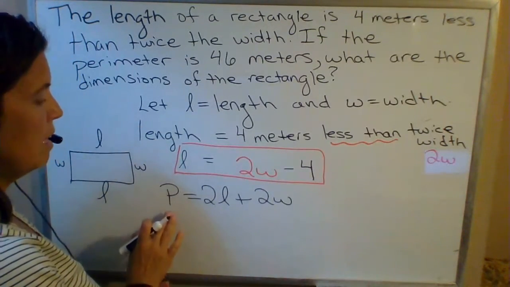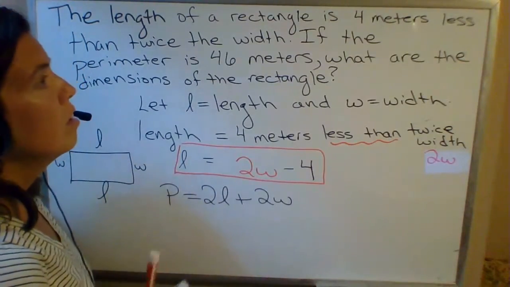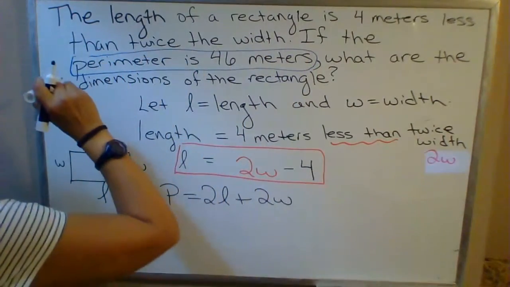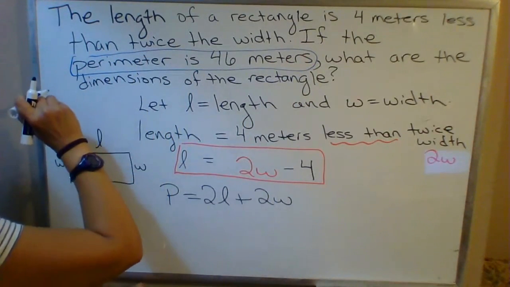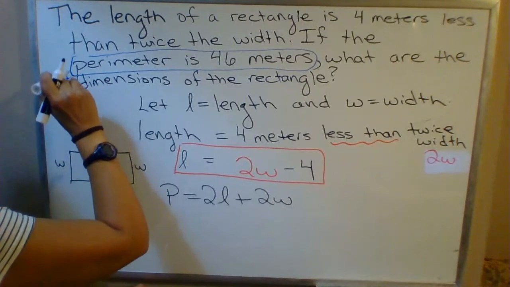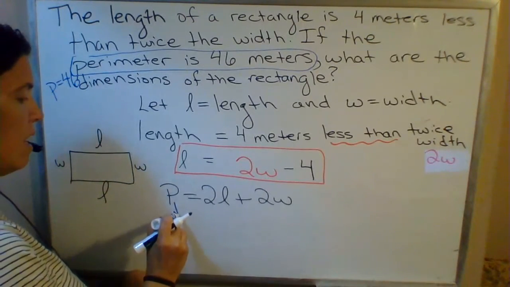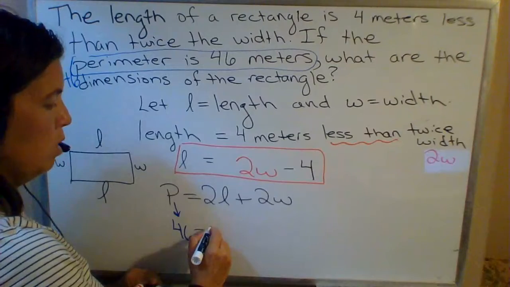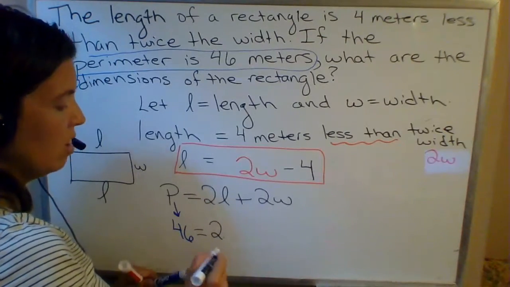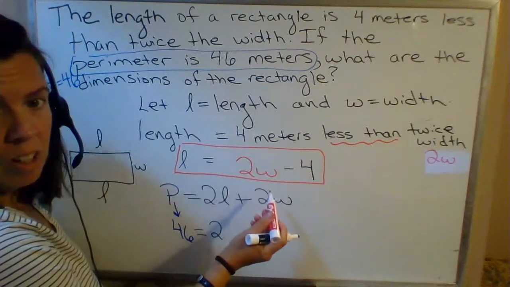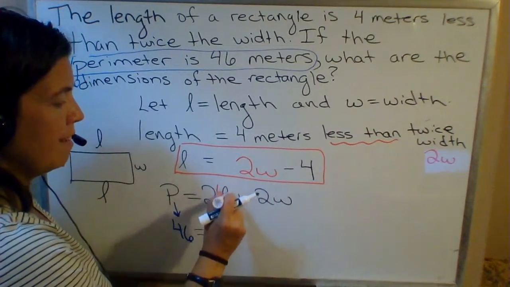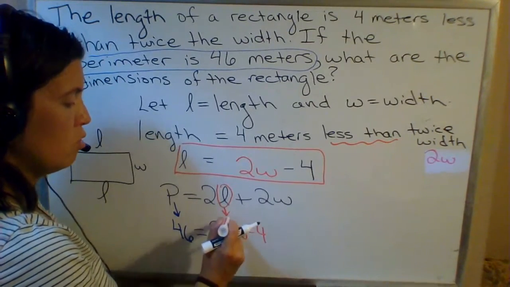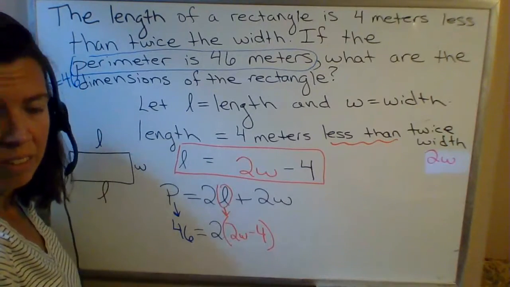Now we can plug in a few things. First of all, the second sentence says that the perimeter is 46 meters. Taking that phrase and writing it as an equation, P equals 46. Sorry, it's kind of crammed in there. So this P right here equals 46. Okay, this is equal to 2 times the length. Well, we can note that the length is equal to 2W minus 4. So it's 2 times that entire quantity.